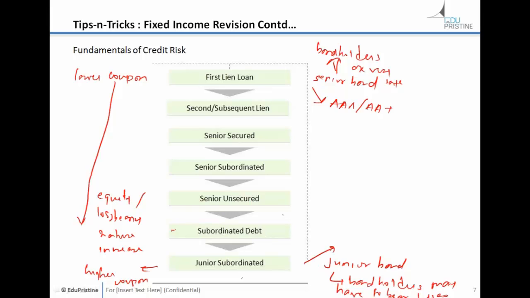So typically their rating would be somewhere around A minus, or let's say triple B, in case they are investment grade bonds. Basically any bond which is above a rating of triple B minus is an investment grade bond, whereas bonds below double B are non-investment grade bonds.